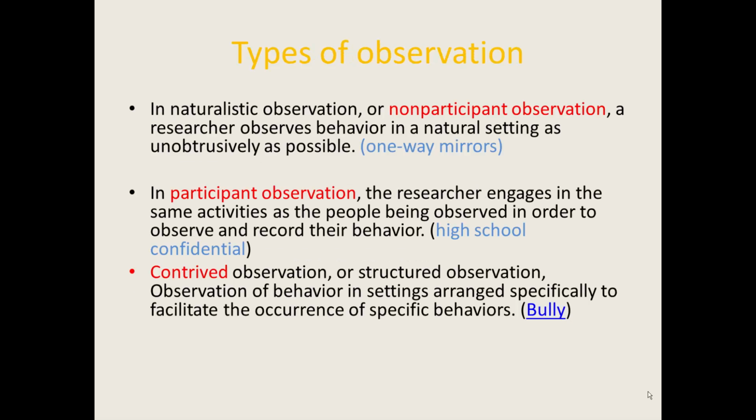We have different types of observation. One is non-participant observation, where you're not there; you see them but they don't see you. And like I said, you can use a one-way mirror to do that. The other one is participant observation. Participant observation is when the observer becomes a member of the group, and they don't know and don't notice that they are being observed by the researcher.